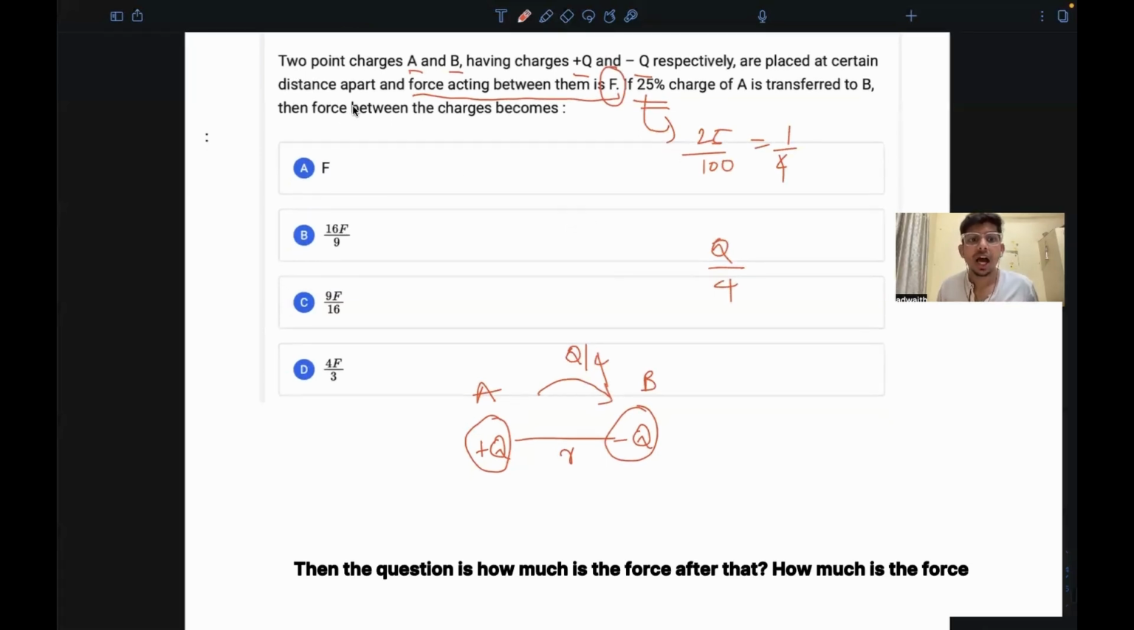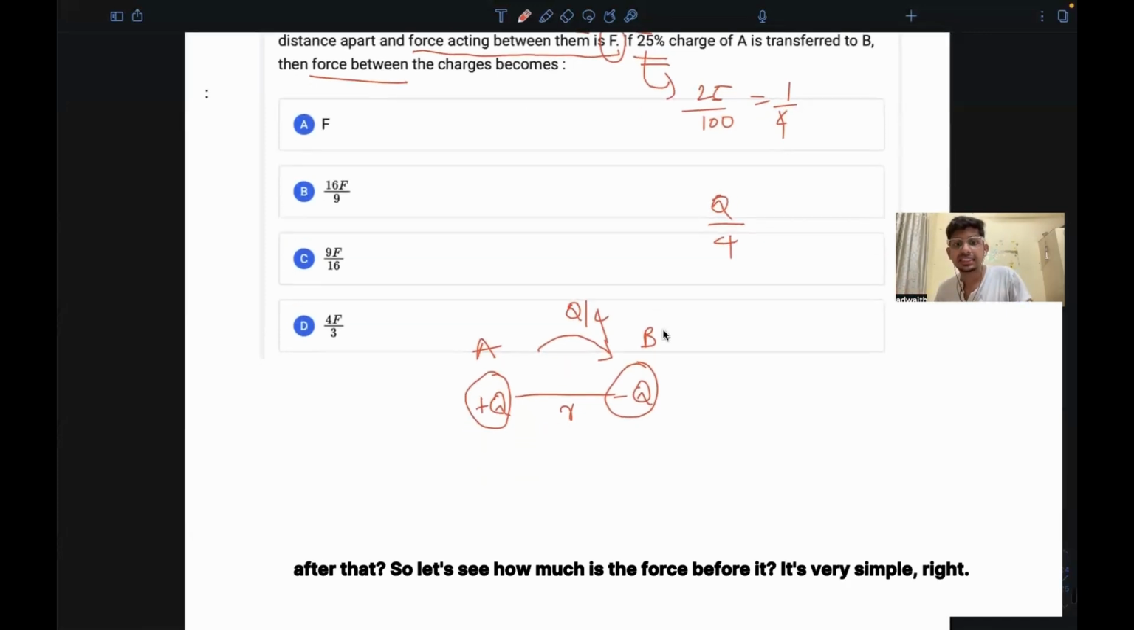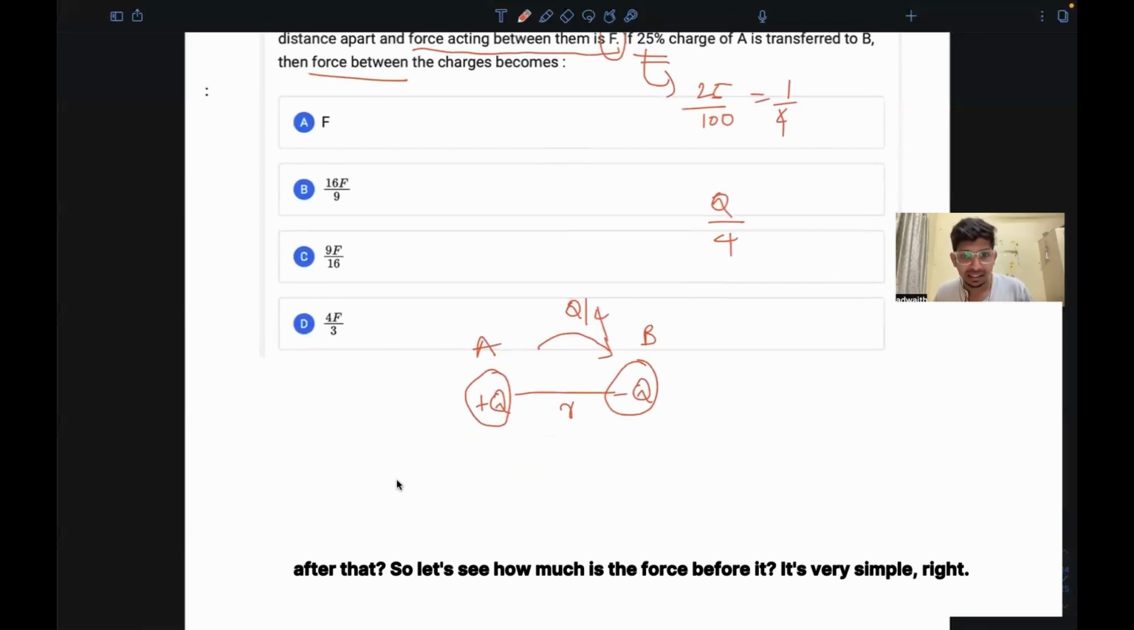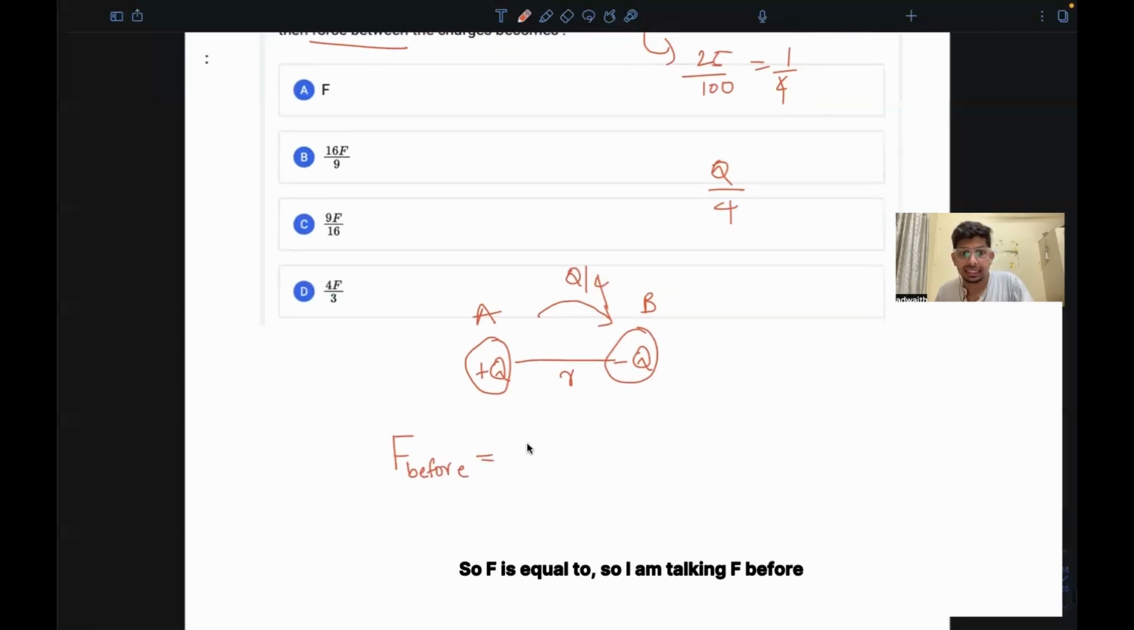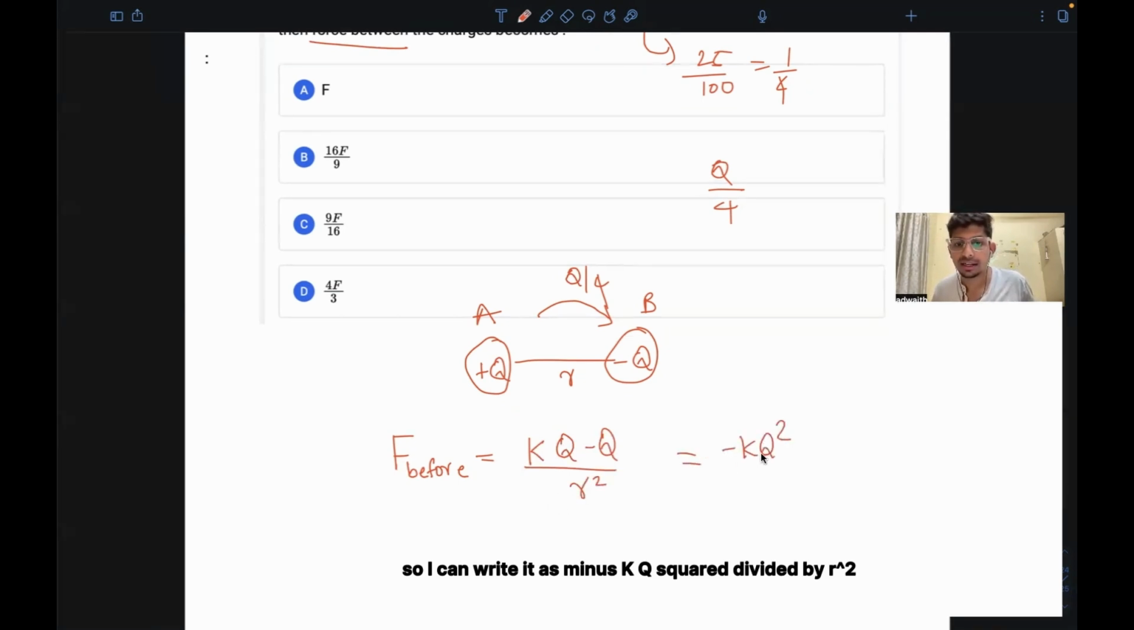Then the question is, how much is the force after that? So let's see how much is the force before it. It's very simple. F is equal to K into Q into minus Q divided by R square. So I can write it as minus K Q square divided by R square. This is the force before.